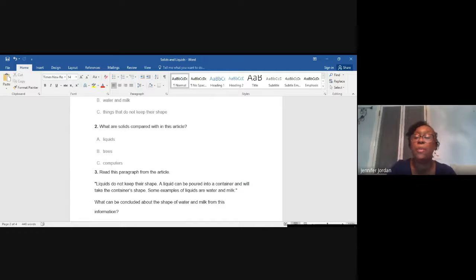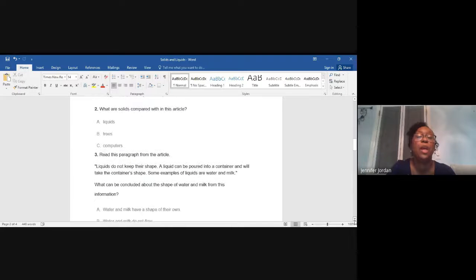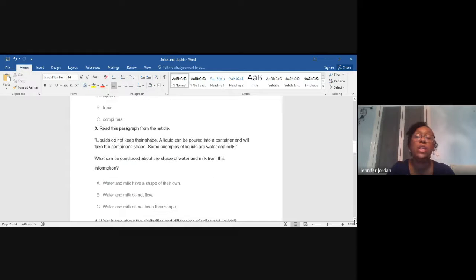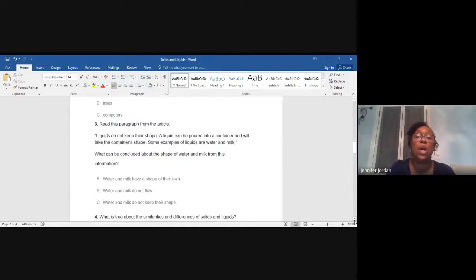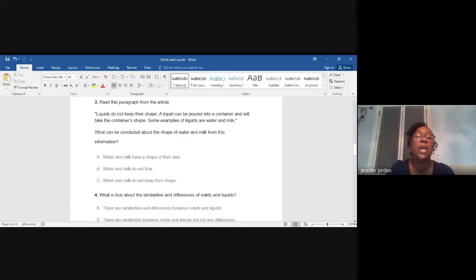Read this paragraph from the article. Liquids do not keep their shape. A liquid can be poured into a container and will take the container's shape. Some examples of liquids are water and milk. What can be concluded about the shape of water and milk from this information? What can you draw from after reading these two sentences? A, water and milk have a shape of their own. B, water and milk do not flow. Or C, water and milk do not keep their own shape.